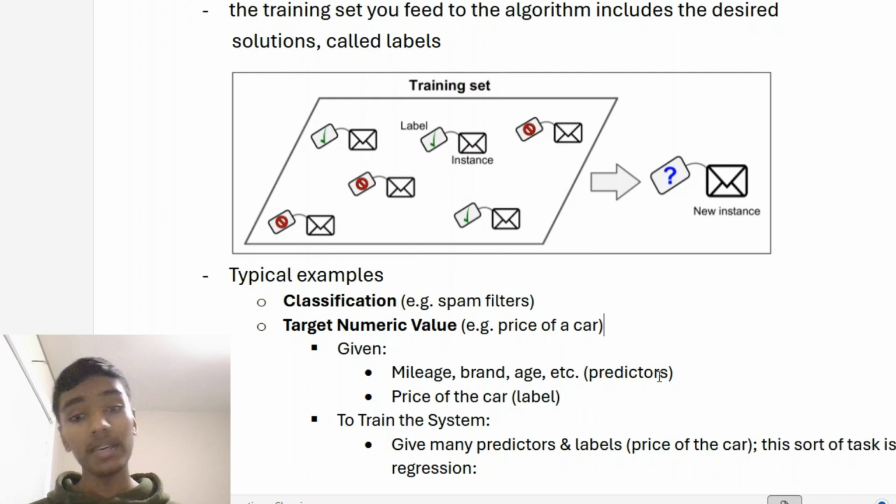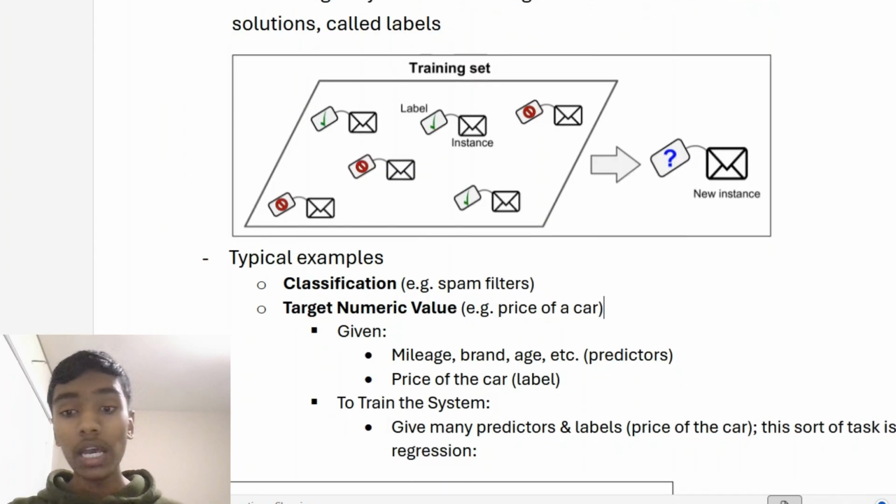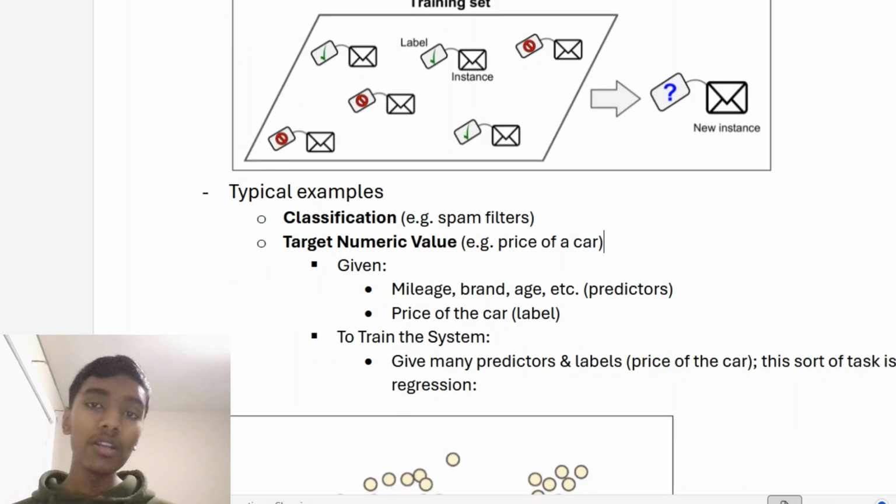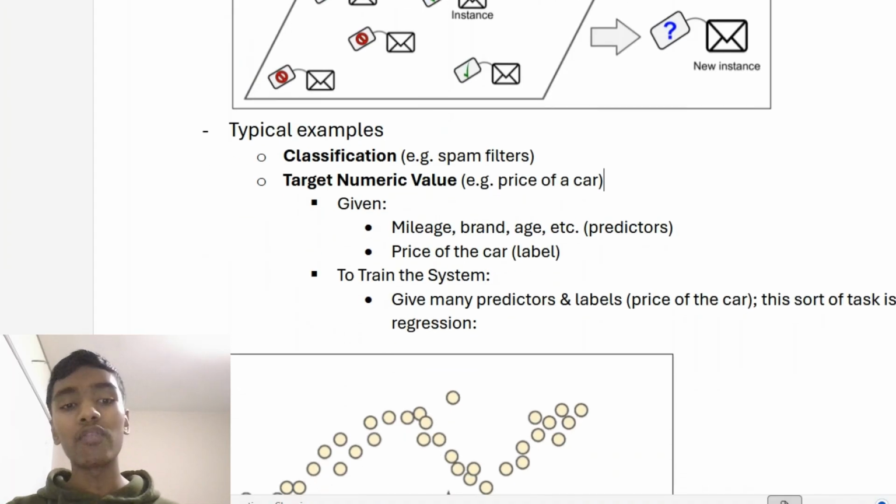We're giving a label and we're giving certain characteristics called predictors. And so this sort of task is often called regression. We're going to be looking at this from a high level view, not necessarily going into the math and everything in this. What is the idea of regression?